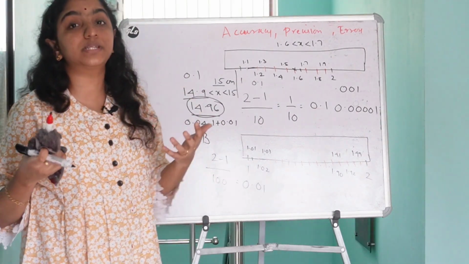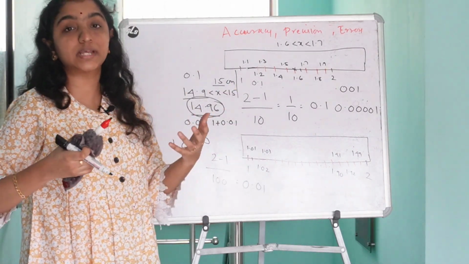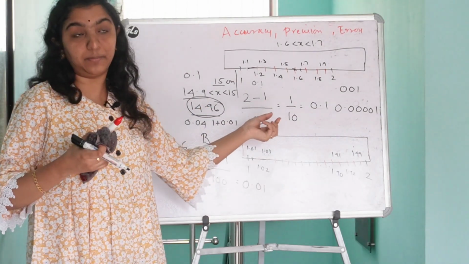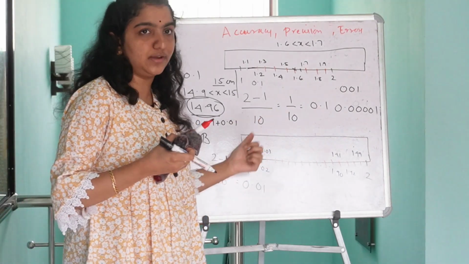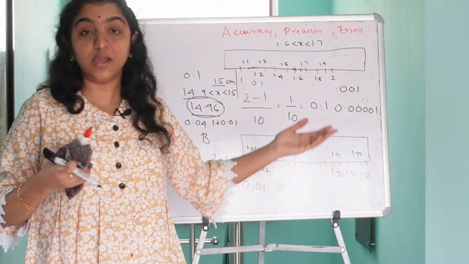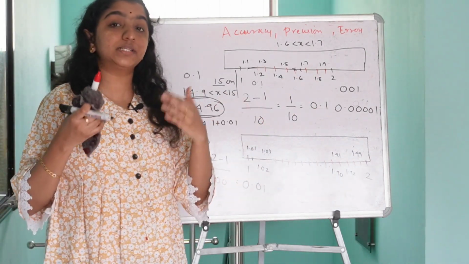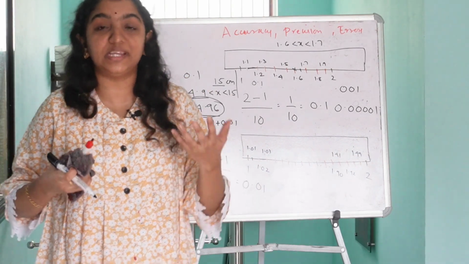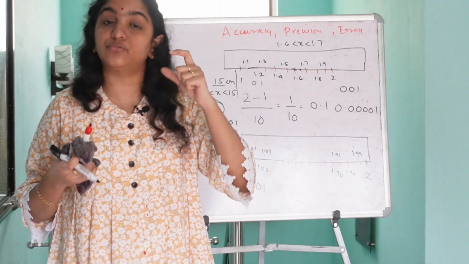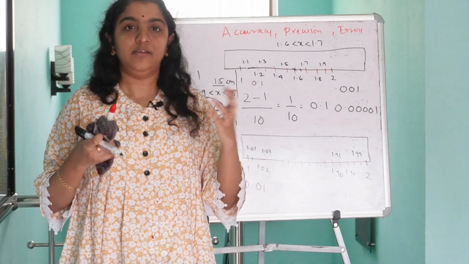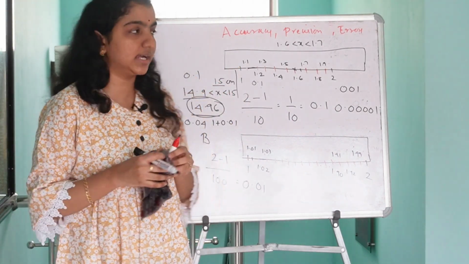And which is the most precise value among these two values? Again, 14.96 is the most precise value because there are 2 decimal places. In the first one, 14.9, we have only 1 decimal place, and in the second value we have 2 decimal places. So as the precision of the instrument increases, we will get more accurate measurements. Is it clear, guys? Yes.